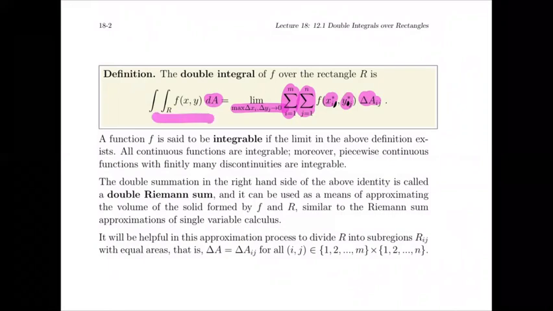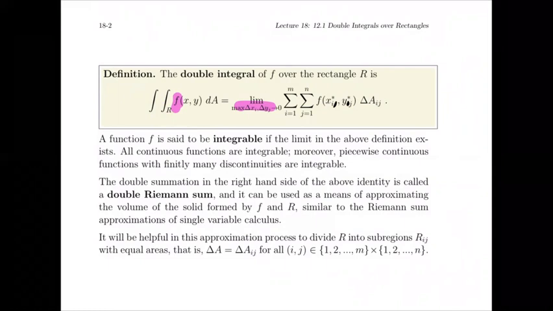So it's the limit of a Riemann sum, and of course the right-hand side of this is called a Riemann sum. If such a limit exists, the function f is said to be integrable. So that's another term that we see on this page.